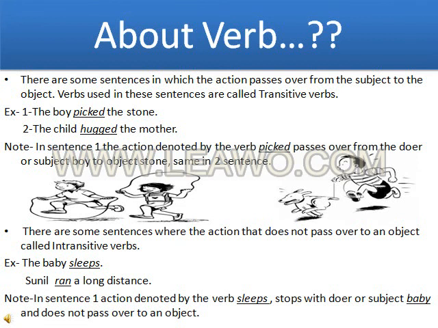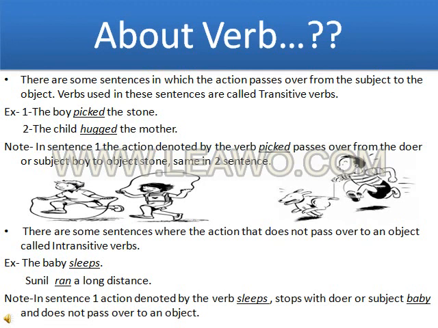The boy picked the stone. And the second one is, the child hugged the mother. The boy picked what? The boy picked the stone. It means we need an object to complete the sentence. That's why picked is a transitive verb. In the same way, the child hugged the mother. Child hugged whom? Child hugged the mother. We need an object, so the verb used in those sentences is known as a transitive verb.